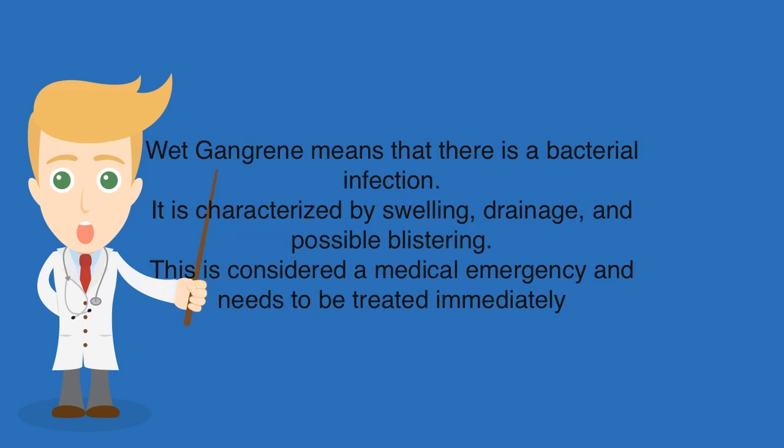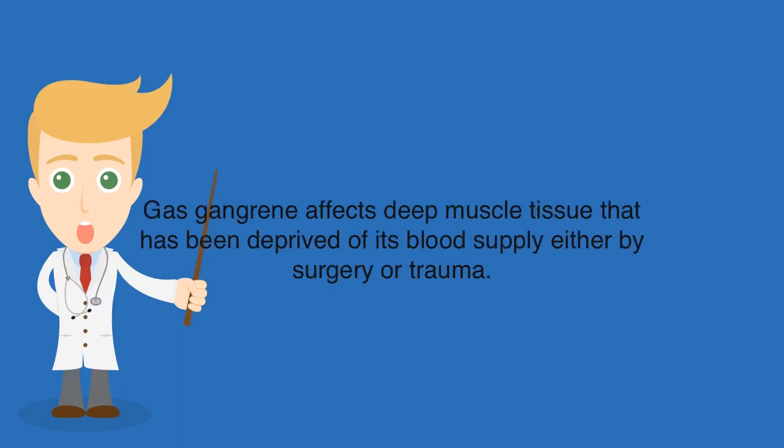Wet gangrene means that there is a bacterial infection. It is characterized by swelling, drainage, and possible blistering. This is considered a medical emergency and needs to be treated immediately. Gas gangrene affects deep muscle tissue that has been deprived of its blood supply either by surgery or trauma.